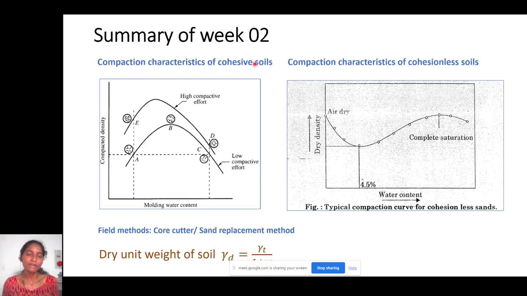As I have already discussed, compaction is nothing but removing the existing air voids so that the solid particles can come together and be very strong. When I want to do this for cohesive soils, you might have already seen this curve, which is the optimum moisture content curve. As you keep adding water content, in the initial stages all the soil particles are very dry.